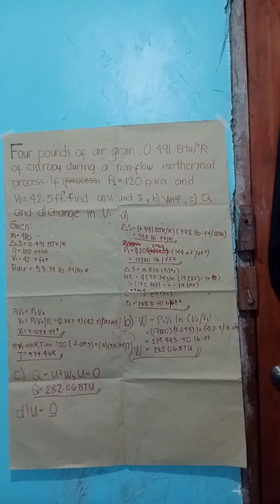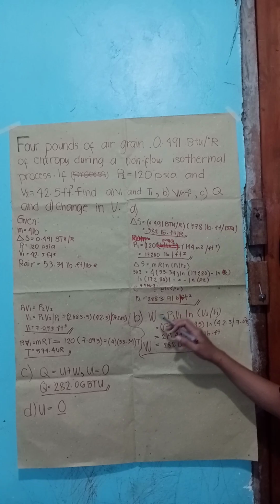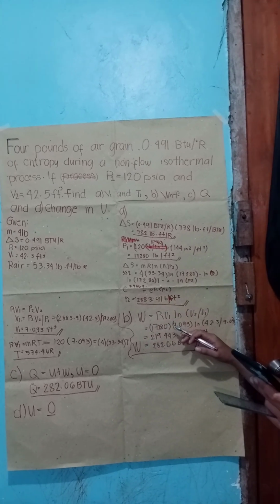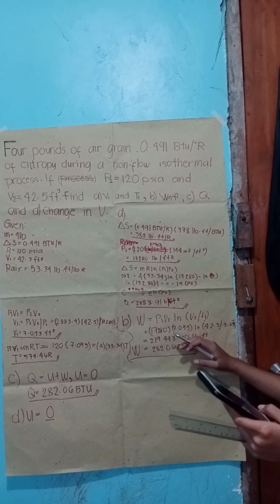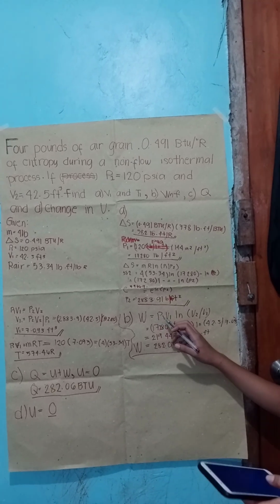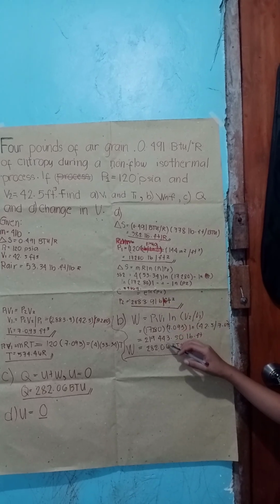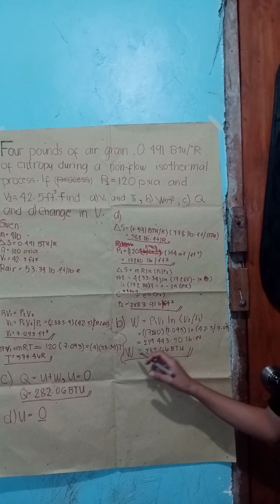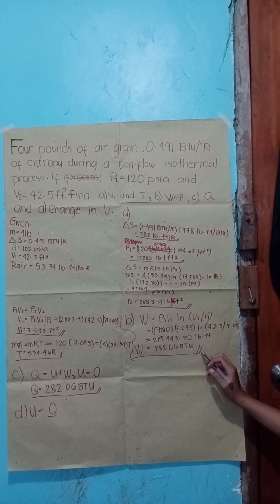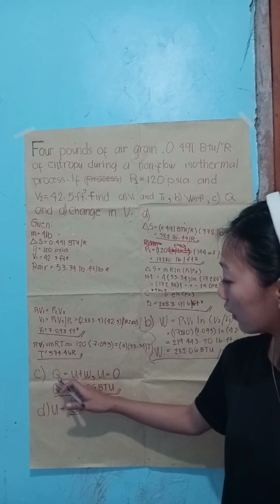And then next, now we can get the non-flow work done. By using this equation for an isothermal process, W is equal to P1 V1 ln V2 over V1. By inputting the following values, now we can get the final answer, which is 282.06 BTU.